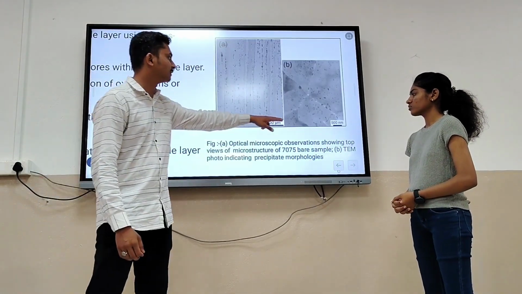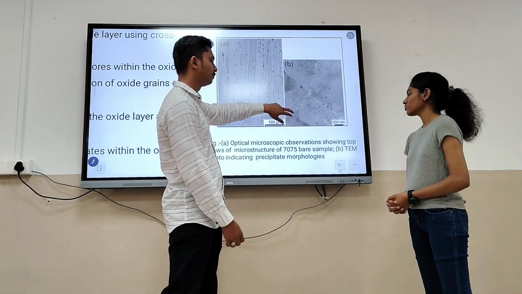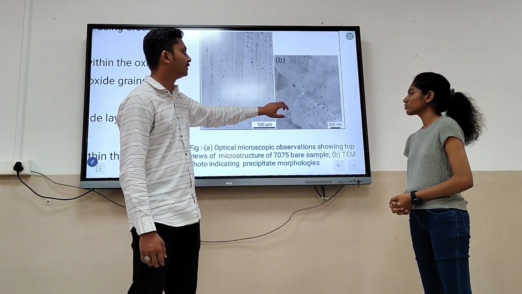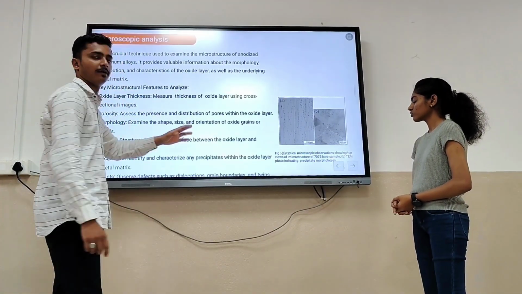And this is the transmission electron microscope photo indicating precipitation morphology. So here you can see the grain boundaries and metal matrix of the specimen.